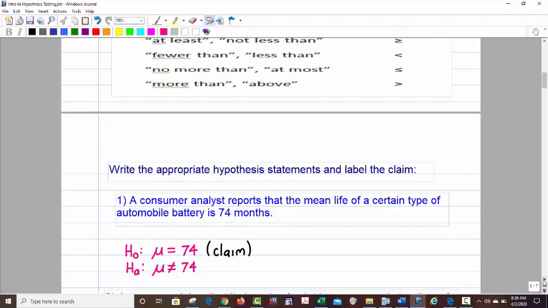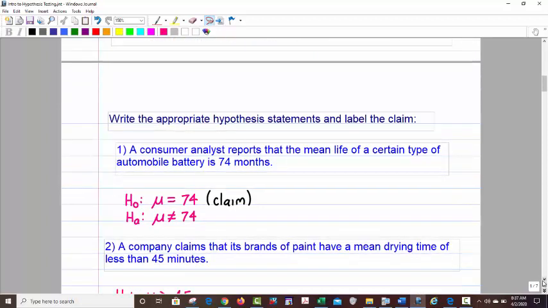So we're starting out here. Let's see if we can take a statement and come up with it. We'll identify what the claim is, and we'll identify what the statements are, the H-naught and the Ha. Okay.